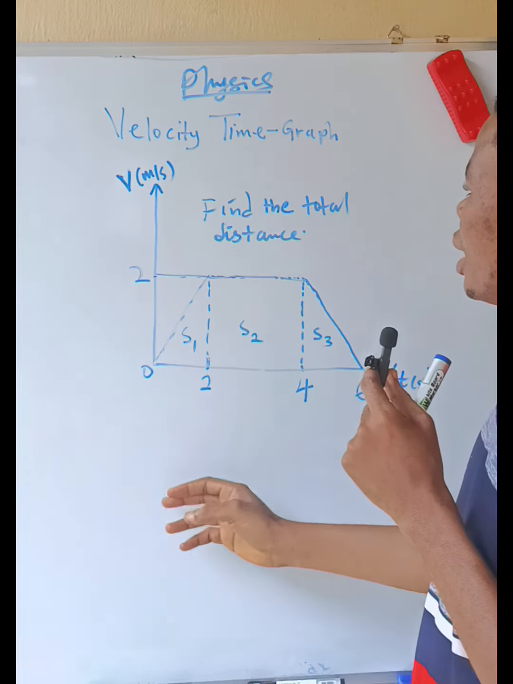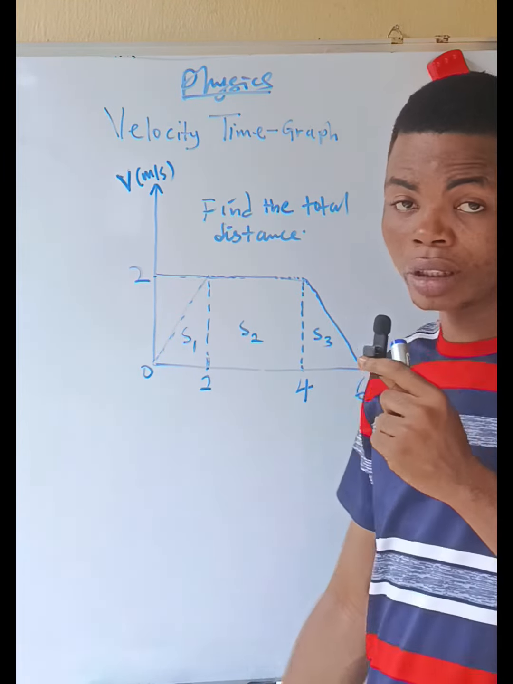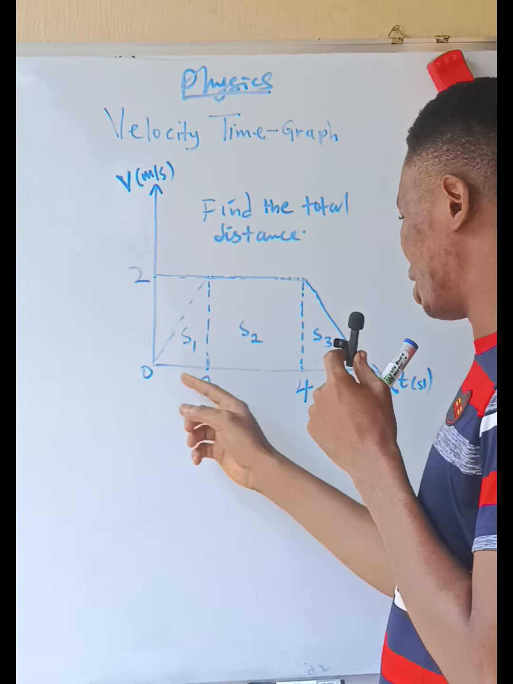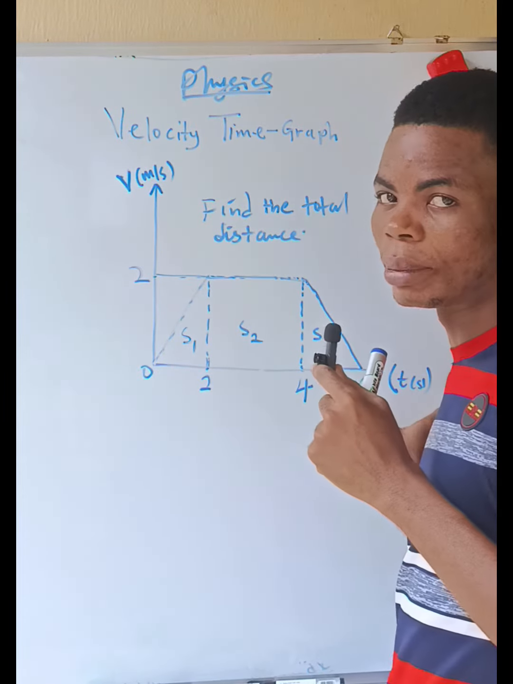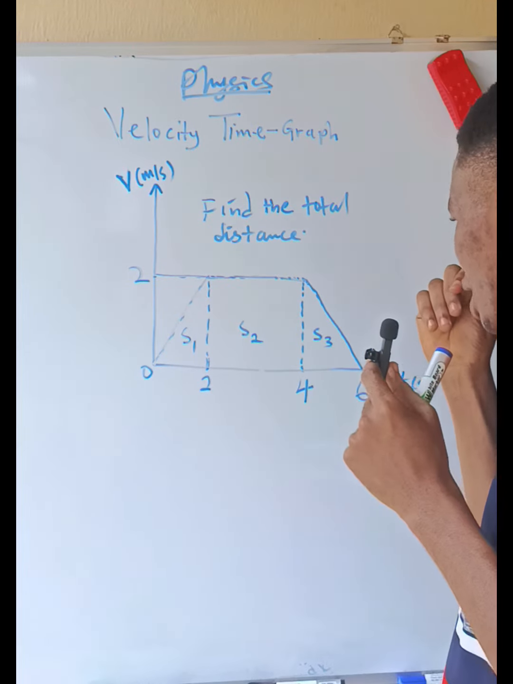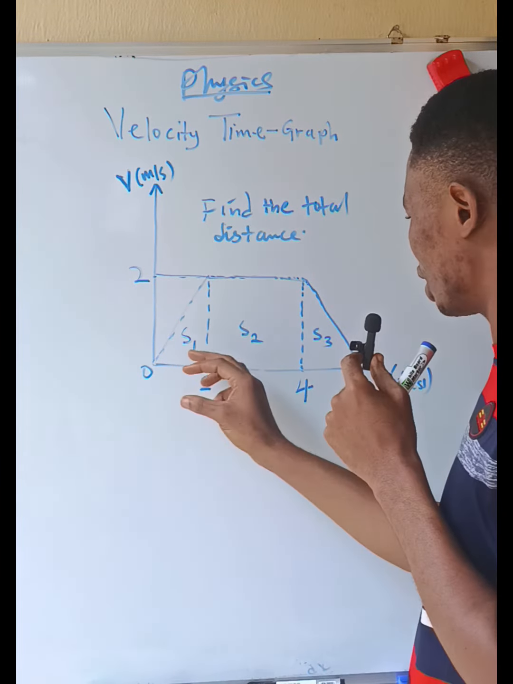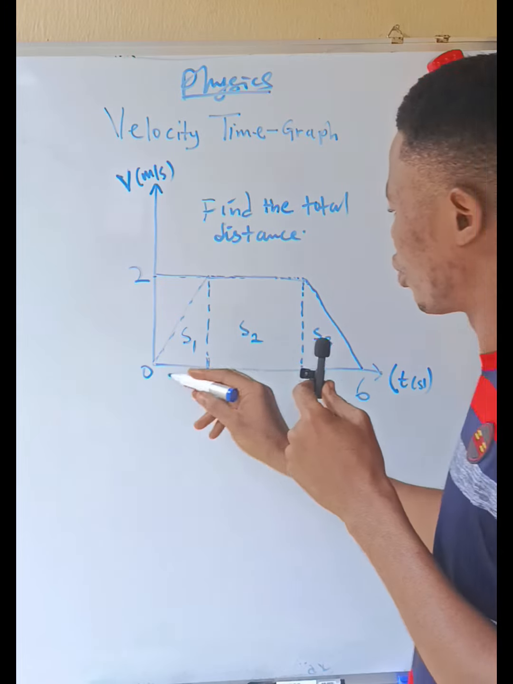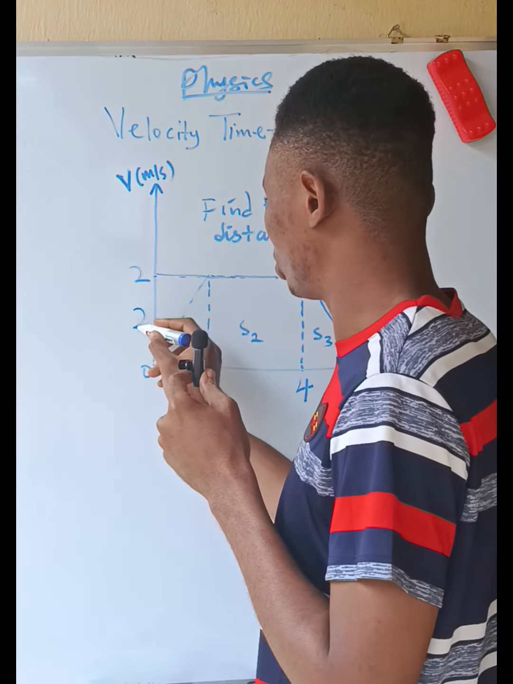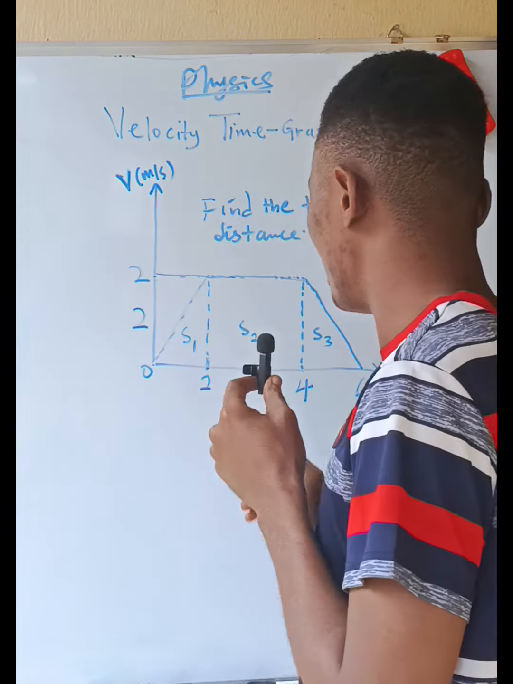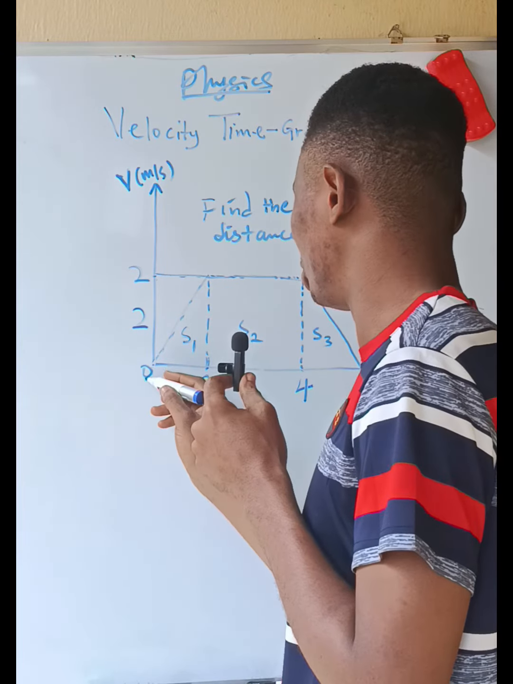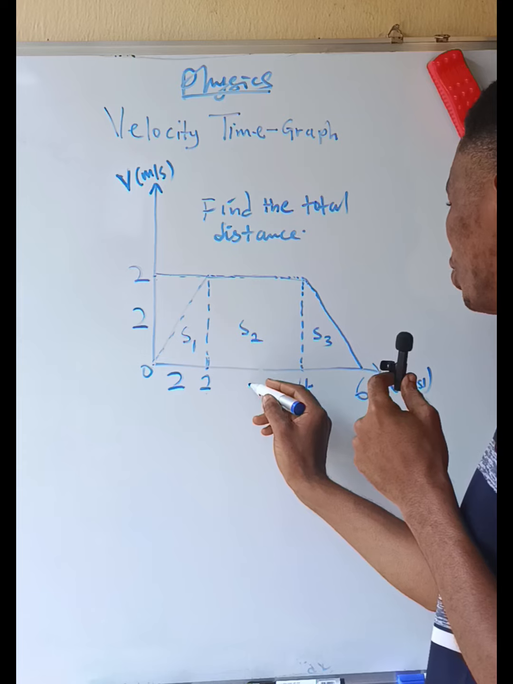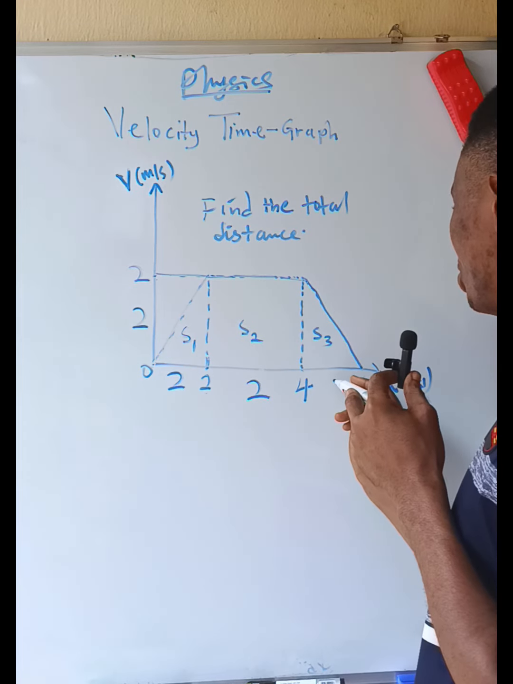So in this one now, remember that the vertical axis in a velocity time graph represents the velocity. Then the horizontal axis represents what? The time taken by the body. So now we want to find the total distance traveled by the body. So what are we going to do? From here to here is a distance of what? 2. That is the height. Then from here to here, what is the difference? 2 minus 0 is going to give you 2. Then the same thing, 4 minus 2 here is going to give you 2. 6 minus 4 is going to give you 2.